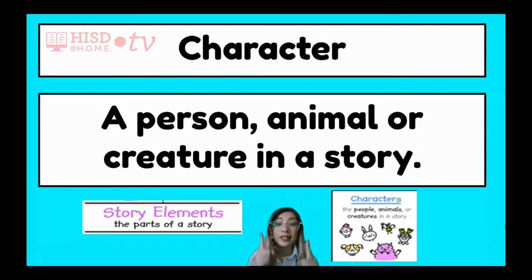And then here we have what character means. Character is a person, animal, or creature in a story. Remember, a character could be a person like you or me, an animal like a hen, maybe a sheep, a pig, a cat, or a creature like a ghost or an alien. I don't know if we'll see those kind of characters in this story.